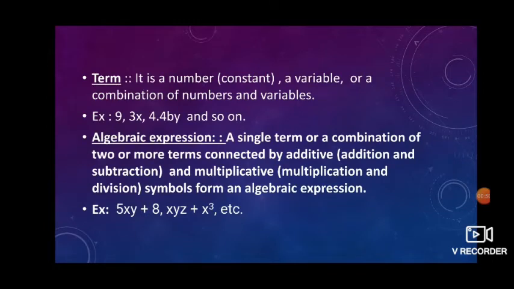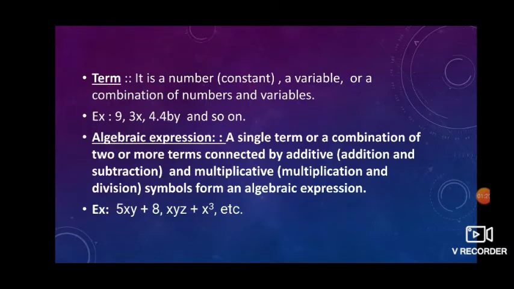Next one is a term. It is a number or a variable or a combination of number and variable. Here we can see examples: 9, 3x, 4.4by and so on.